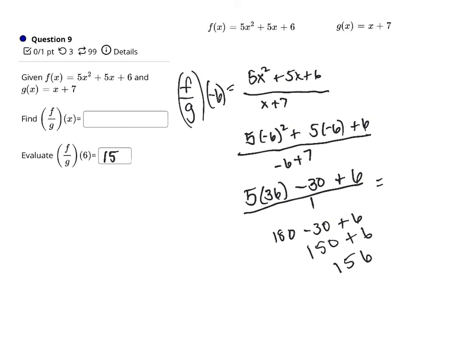We'll put the 156 here, and then up here we'll put the 5x squared plus 5x plus 6 over x plus 7. If you know you did something right and it's counting it wrong, email me, click on that message your instructor and say, why is it counting it wrong? It may just be how you've written something, or it may just be them being picky, and I'll give you credit or I'll let you know what's wrong.